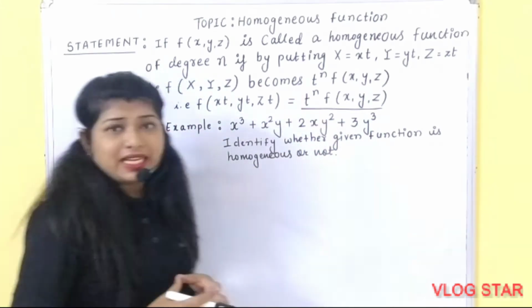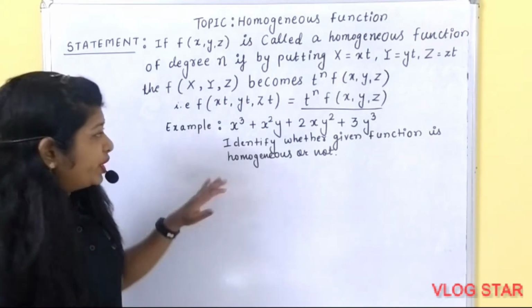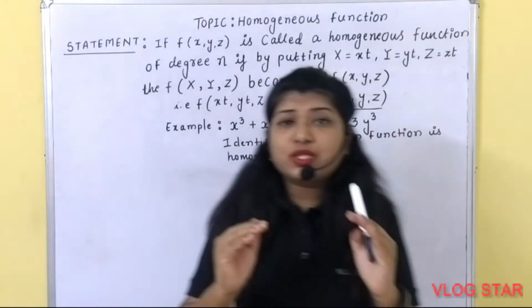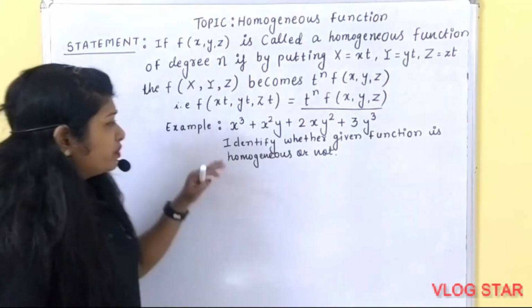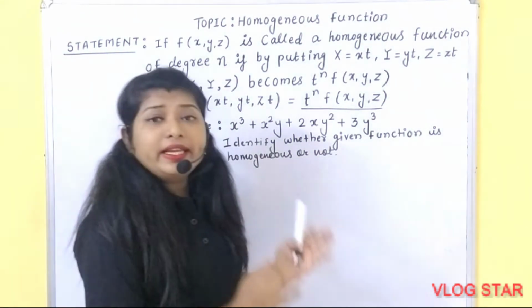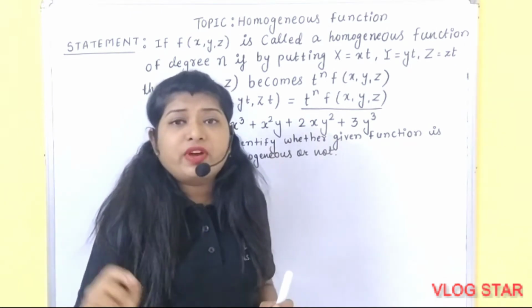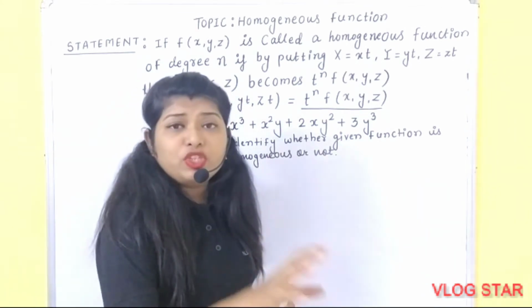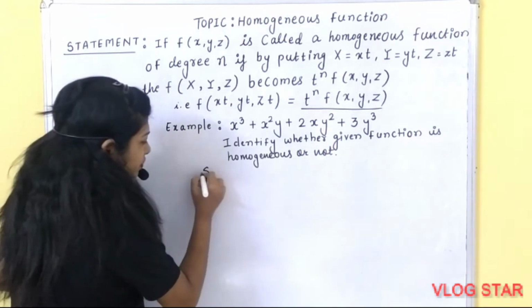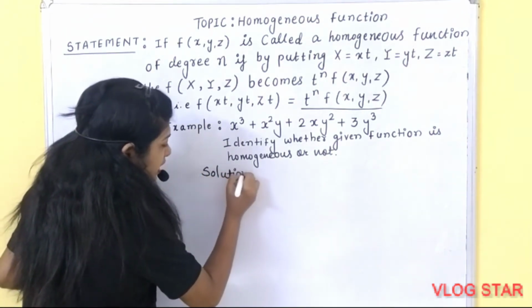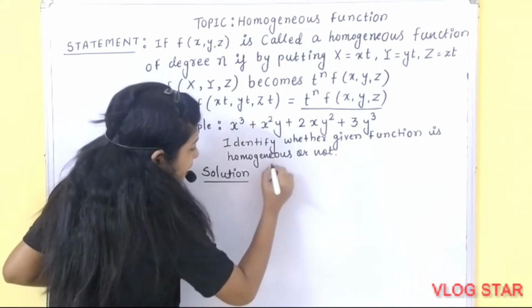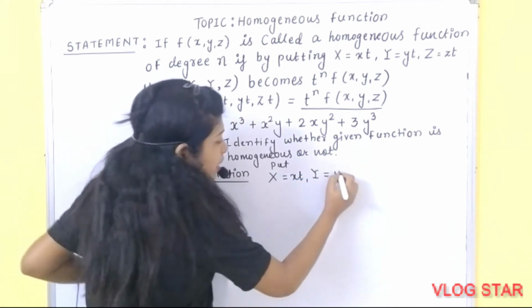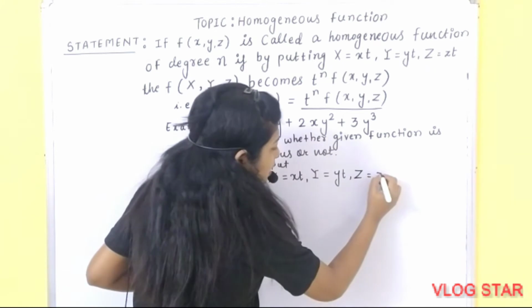So to understand this concept, let's consider one example. What is given? x cube plus x square y plus 2xy square plus 3y cube. We need to identify whether the given function is a homogeneous function or not. Let's begin with the solution. How are you going to proceed? You need to put capital X equal to xt, capital Y equal to yt, and capital Z equal to zt.